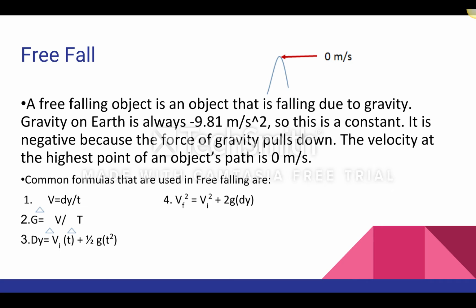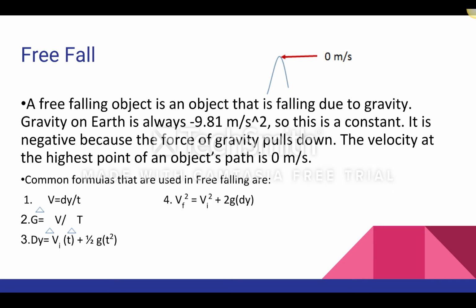Free fall. A free-falling object is an object that is falling due to gravity. Gravity on Earth is always negative 9.81 meters per second squared. So this is a constant. It is negative because the force of gravity pulls down. The velocity at the highest point of an object's path is 0 meters per second.